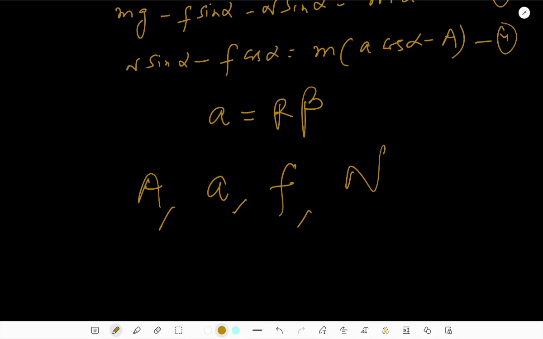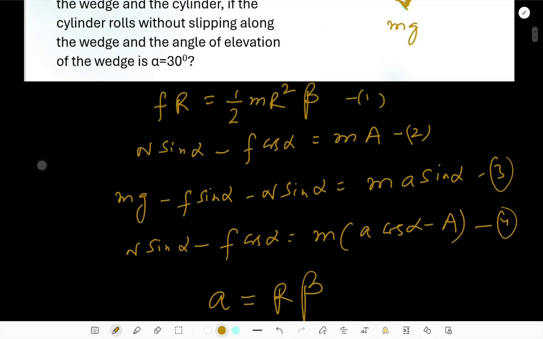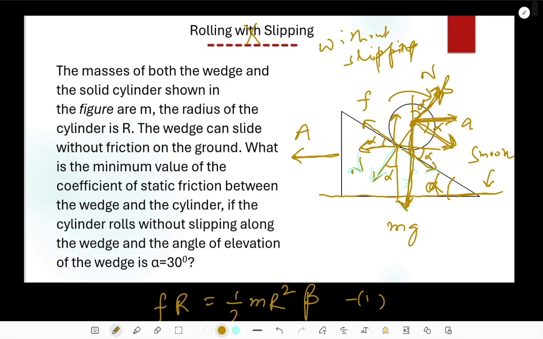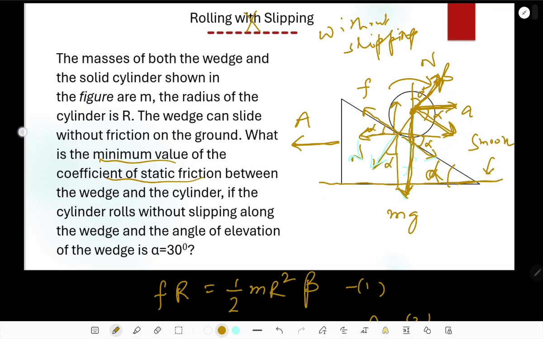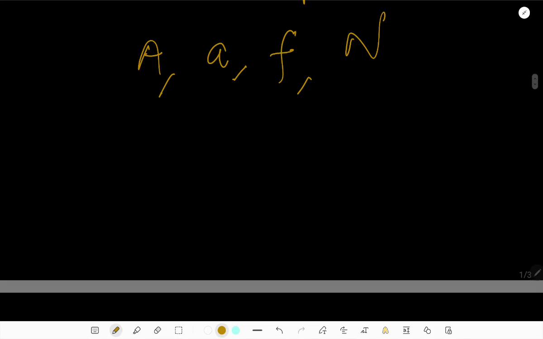So, if anything else was required, no. Cylinder angle. Okay. What is the minimum value of coefficient of static friction? As I already told you, this is when it comes on the verge of slipping, and then friction will be equal to mu N, so that mu will be equal to tan alpha.